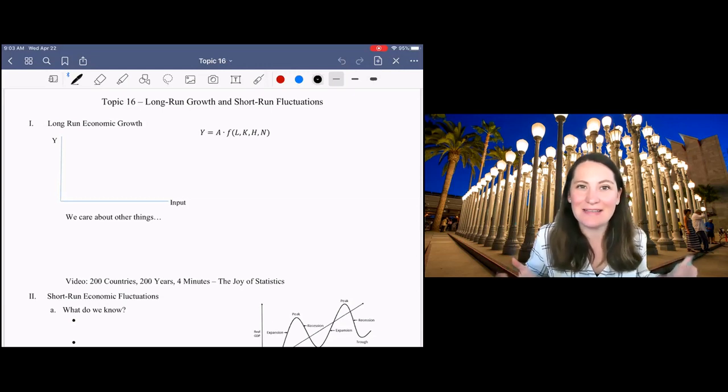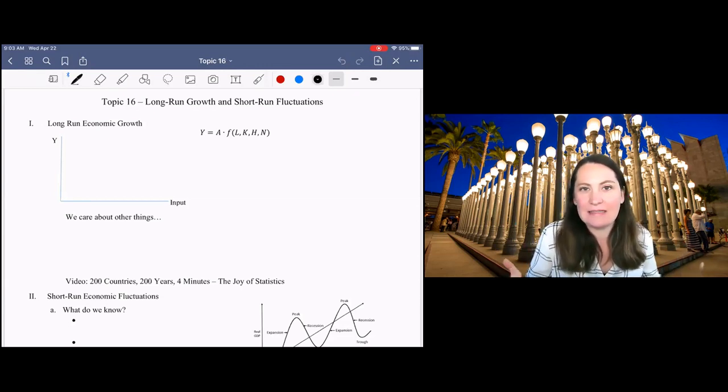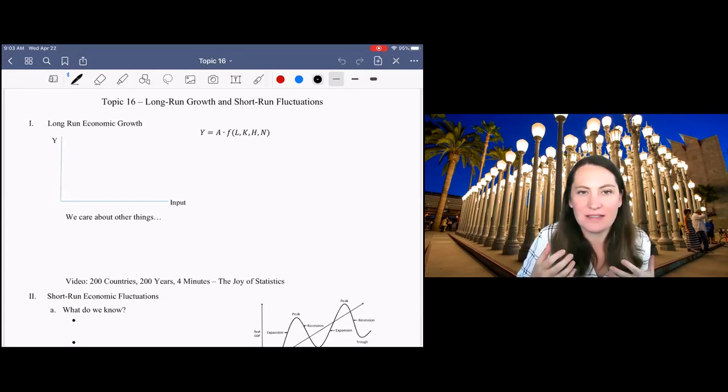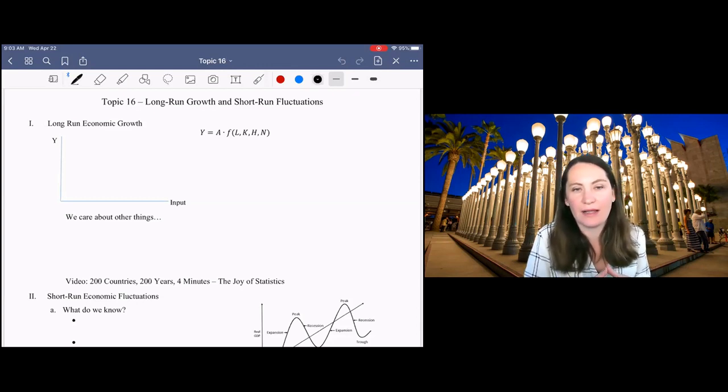All right, welcome to the last topic. In this topic, we're really going to take everything we've learned in the section on macroeconomics and put it all together to help us understand how economies grow, or how do we conceptualize long-run growth. And we're going to spend even more time talking about short-run fluctuations in the economy, why we think they might happen, and how the government can approach managing short-term economic fluctuations.